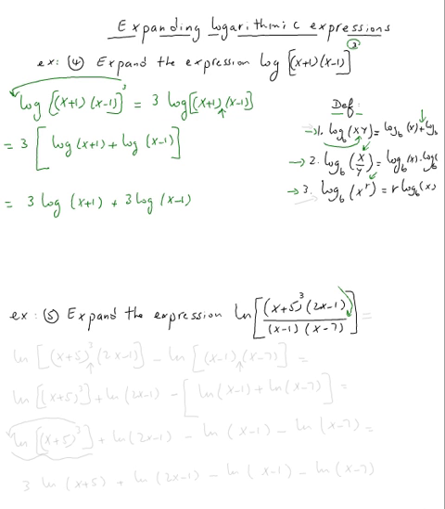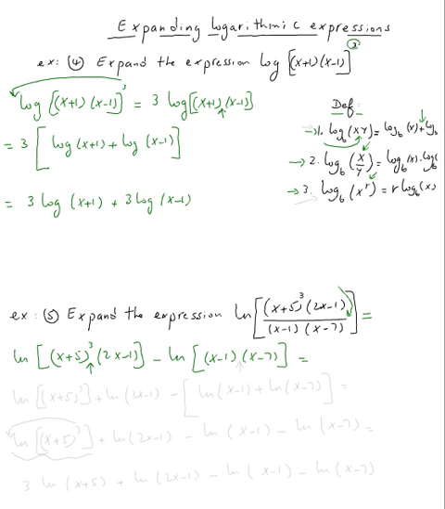So this will be equal to ln of the numerator minus ln of the denominator. So we need to expand both of them.